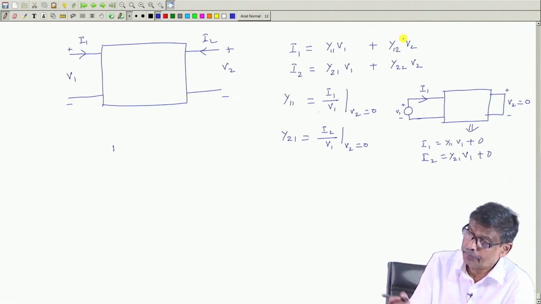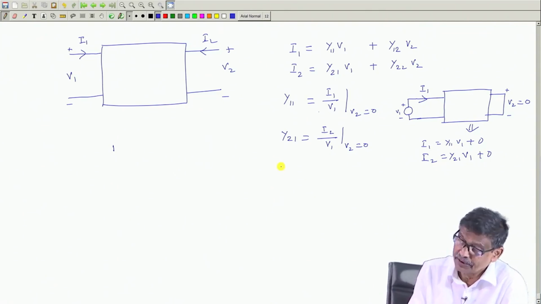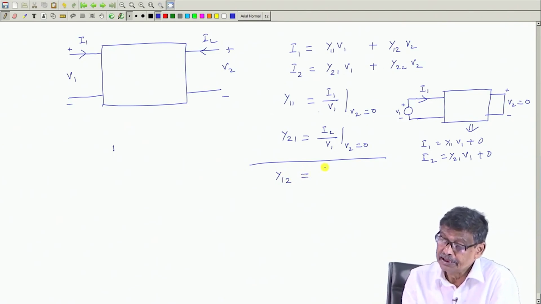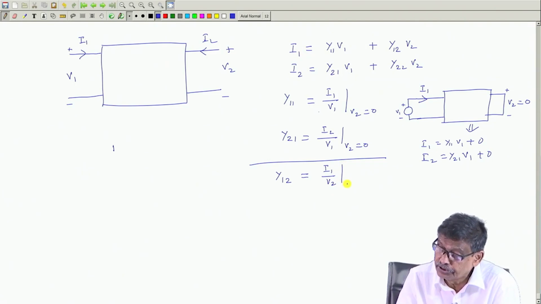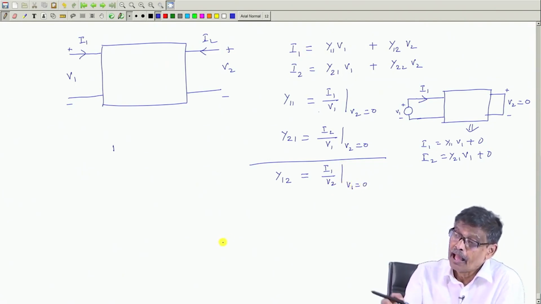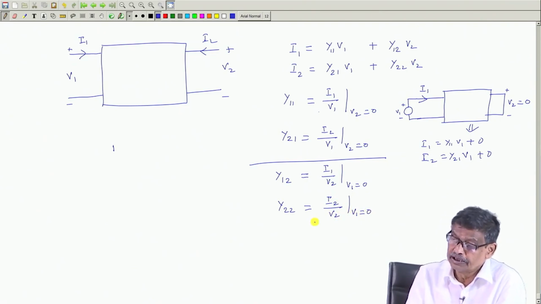Similarly, you now know better than me, perhaps, if you are following me truly. What about Y 12? How to find out this parameter? Y 12 can be written as I 1 by V 2. It will indeed be I 1 by V 2 provided V 1 is equal to 0, and Y 22 will be I 2 by V 2 with V 1 equal to 0. So, which experiments will give you these parameters?